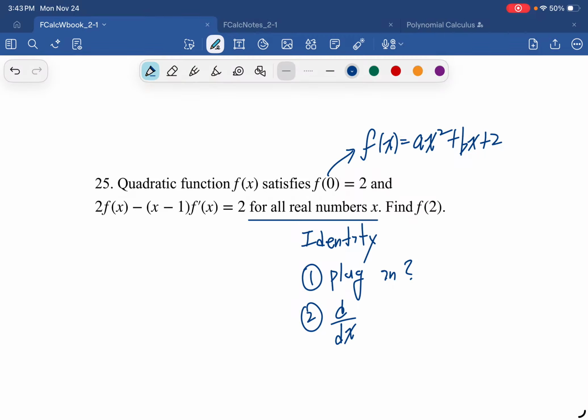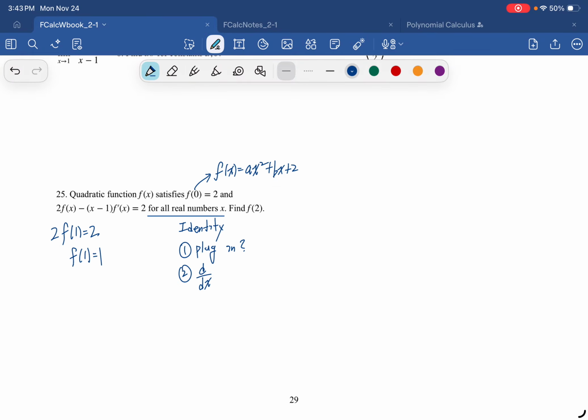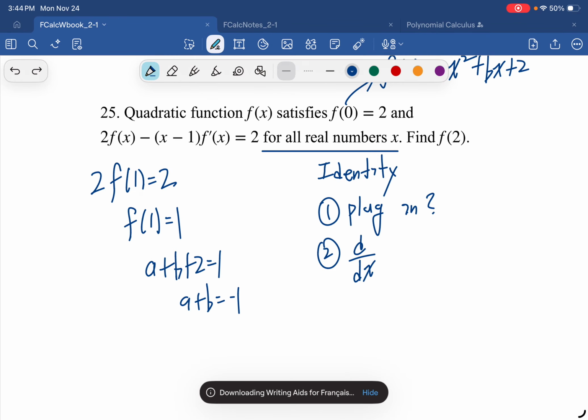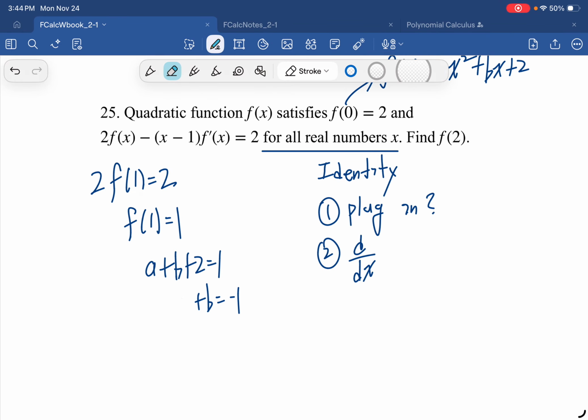So what I can do here is, can I plug in some easy values? And turns out yes, right? Because x minus 1 is multiplying this f prime of x term. And if we plug in x equals 1, then that term will go away. So 2f of 1 equals 2. f of 1 equals 1. So f of 1 is a plus b plus 2. a plus b plus 2 equals 1. So a plus b equals negative 1. So we got one of our equations here.